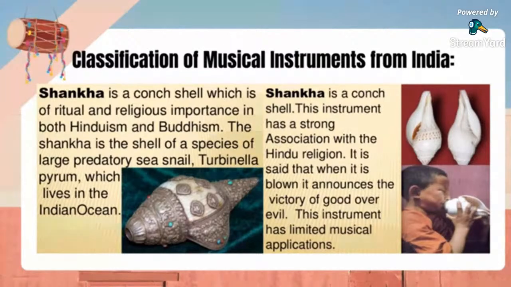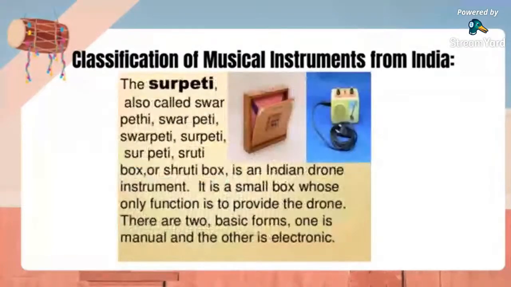The sarpedi, also called swarpethi, shruti box, is an Indian drone instrument. It is a small box whose only function is to provide the drone. There are two basic forms, one is manual and the other is electronic.